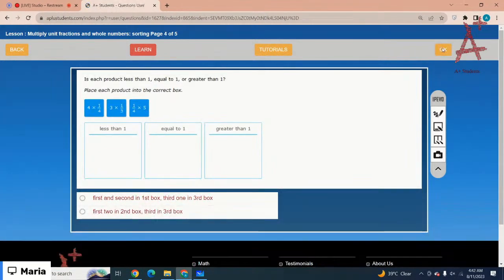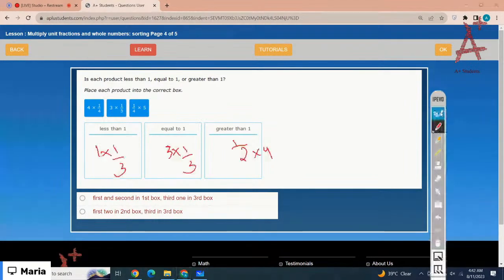So just be careful, it's a bit tricky. You just have to see which one you have to place in which box, right? Okay, 4 times 1 over 4, that is exactly 1, right? So it would be in the second one. Then you have 3 times 1 over 3, again that is exactly 1. And the last one is 5, 1 over 4 times 5. So 1 over 4 times 5 is 5 over 4. That must be greater than 1.